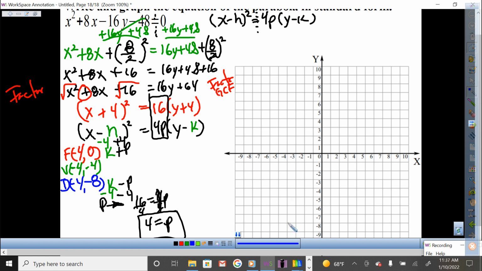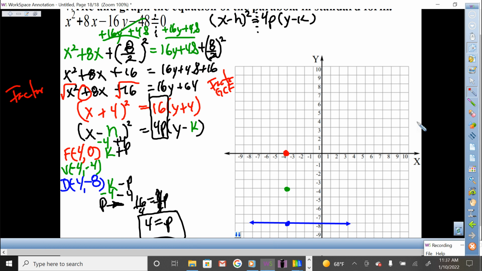So, (-4, -8). (-4, -4). (-4, 0). Our directrix goes through this point right there. And can you picture the parabola? Oh yes, Mr. Q.